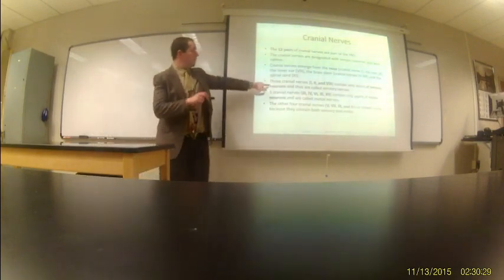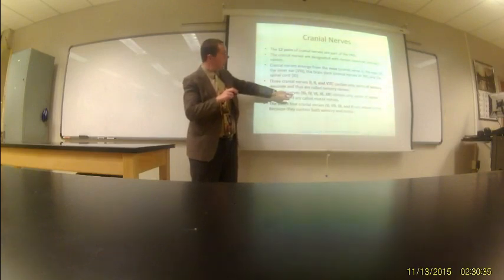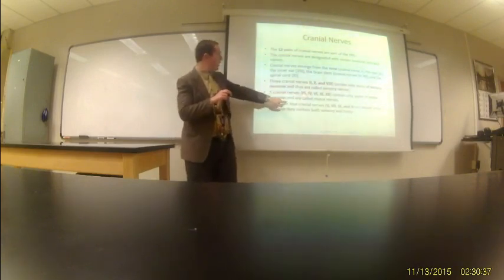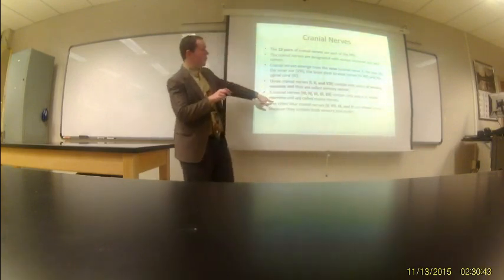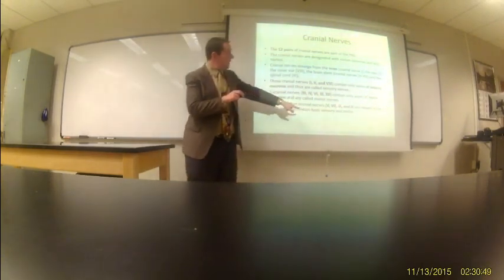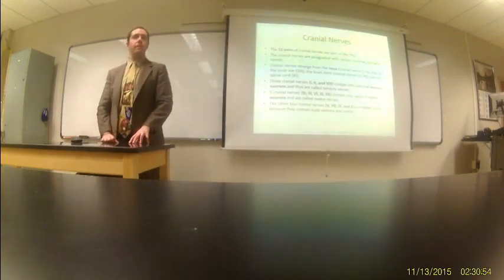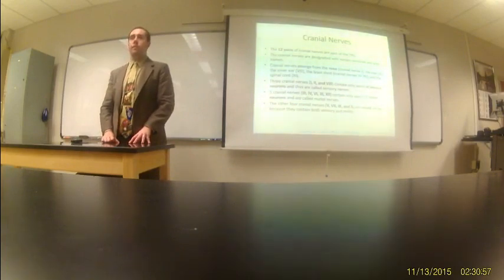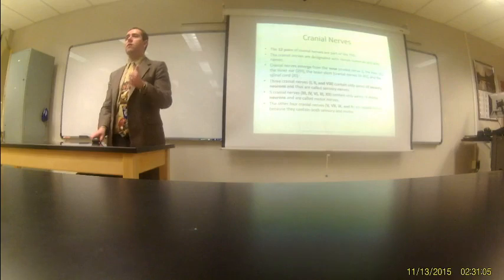So we need to know that the sensories are 1, 2, and 8. 1, 2, and 8 are sensory. 3, 4, 6, 11, and 12 are motor. 5, 7, 9, and 10 are mixed. Okay. And then I also want you to know that 10 is the vagus nerve and controls some of your internal organs.